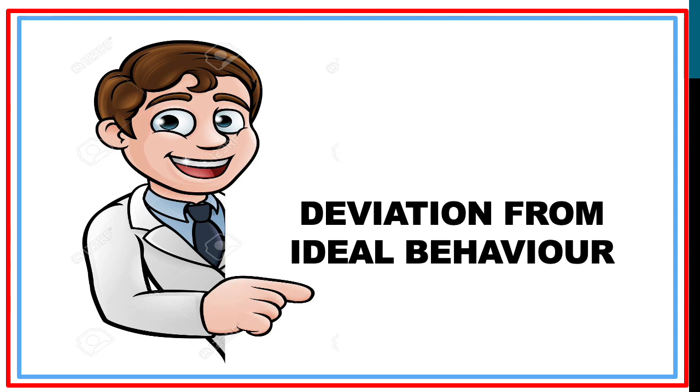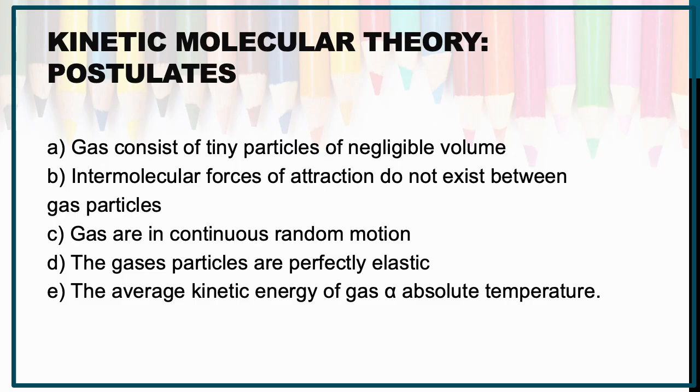Okay, deviation from ideal behavior. Postulates of the kinetic molecular theory. The kinetic molecular theory explains the laws that describe the behavior of gases, and it was developed during the 19th century. The kinetic molecular theory of gases provides a molecular explanation for the observations that led to the development of the ideal gas law.